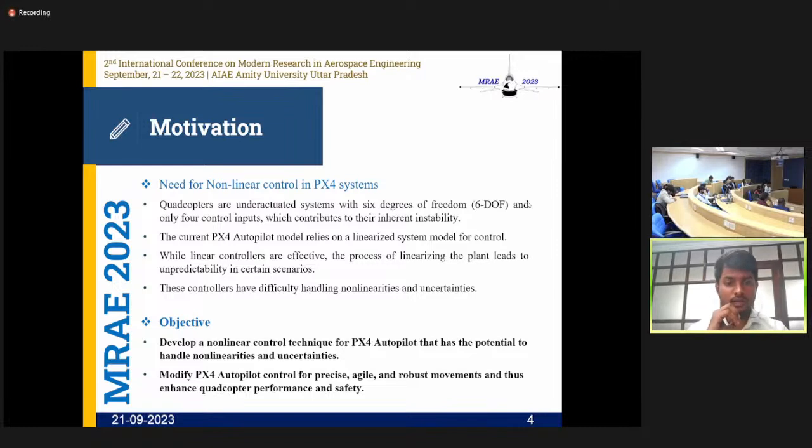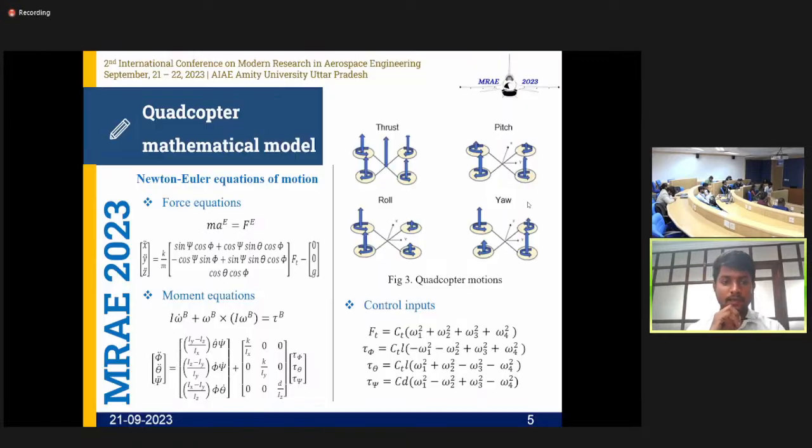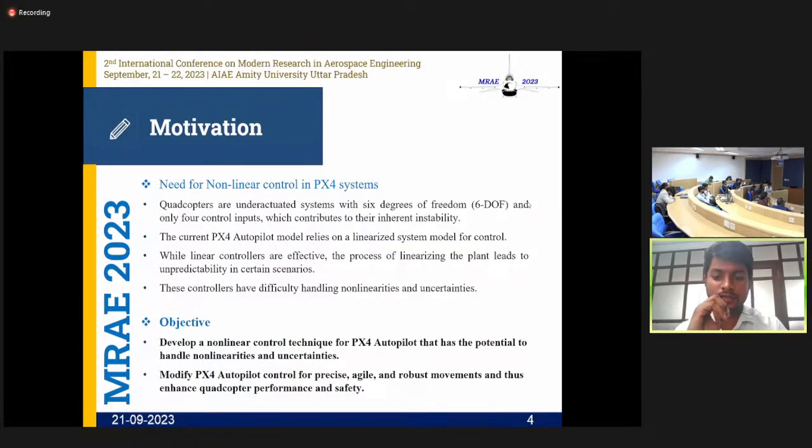So for that, in my whole project, I have used the PX4 autopilot. It's an open source autopilot. Anyone can access the resources and work on that autopilot according to their requirements. So basically, the objective was to develop a nonlinear controller technique for the PX4 autopilot that has the potential to handle nonlinearity and uncertainties. Because in the PX4 autopilot, we basically use PID controllers. So I will talk about that part later.